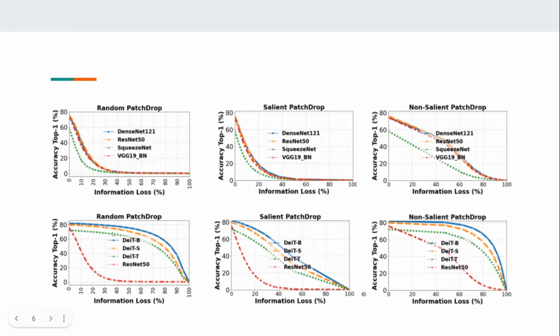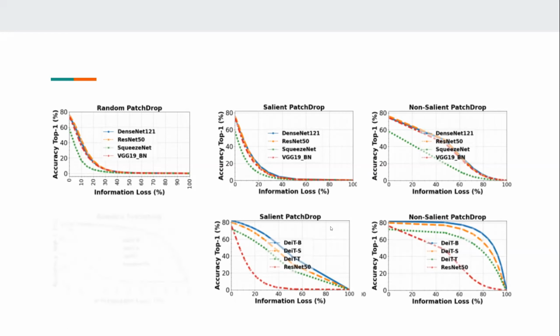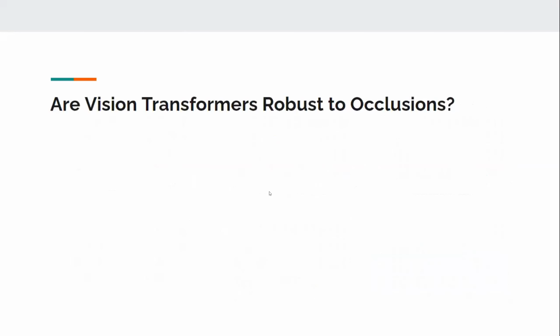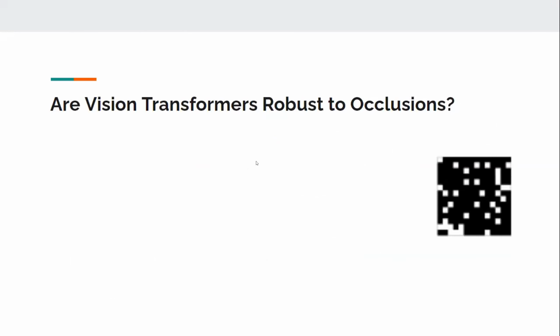The rest of both the T2T and the ViT graphs aren't included in this presentation, but they do exhibit the same trend as DeiT. All right. So they wanted to know how the attention mechanism is affected by this masking.